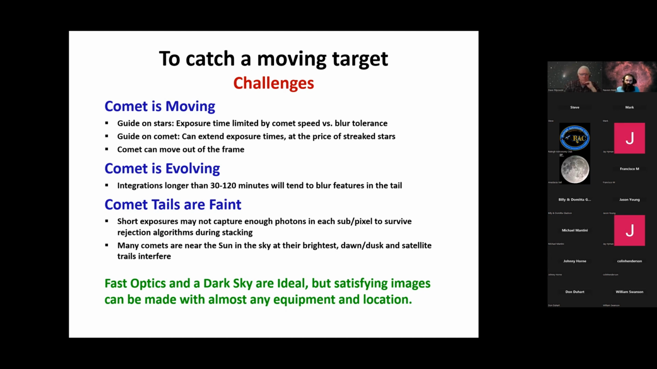Comets, as they're at their brightest and their best, are usually near the sun and the sky as well. This one that we've had recently is different because it's gone circumpolar, which is really nice. But you're also a lot of times skirting with dawn and dusk and satellite trails. But even though fast optics and dark sky are ideal, you can still make good images from almost any equipment and location. I did the ones that I'm going to show, at least the recent comet, from my backyard, which is Bortle 6, something like that.